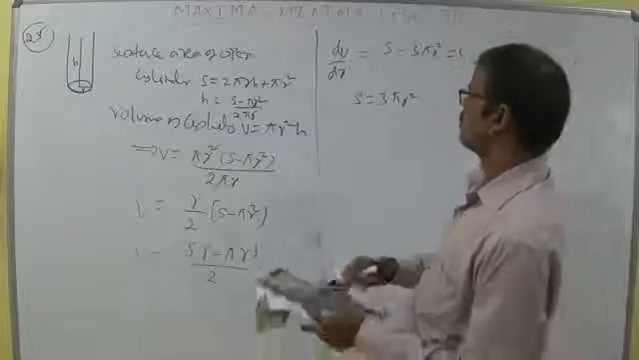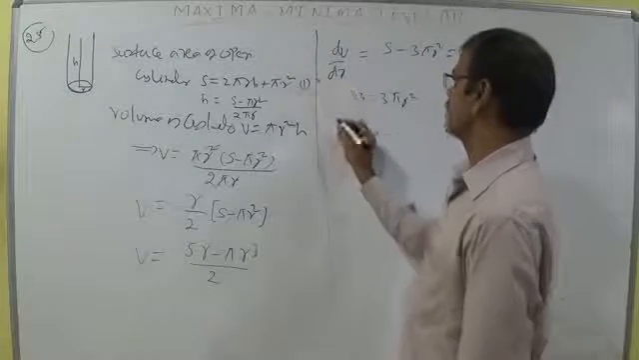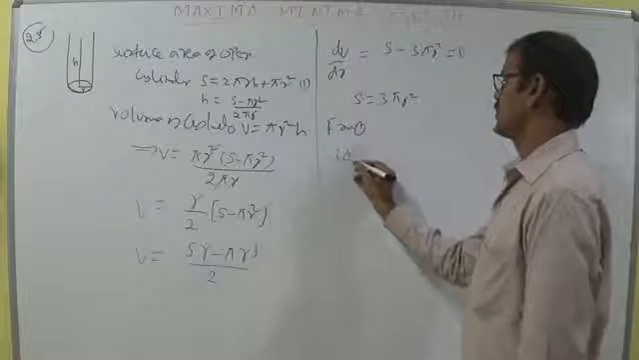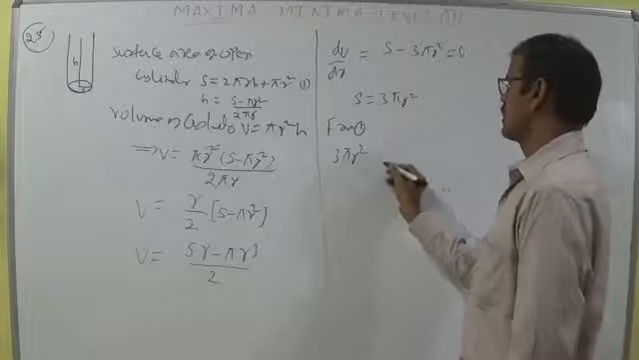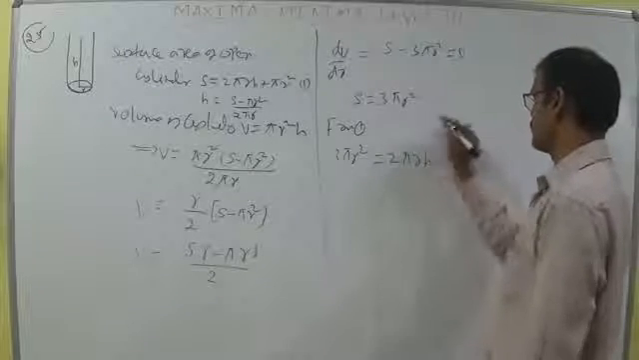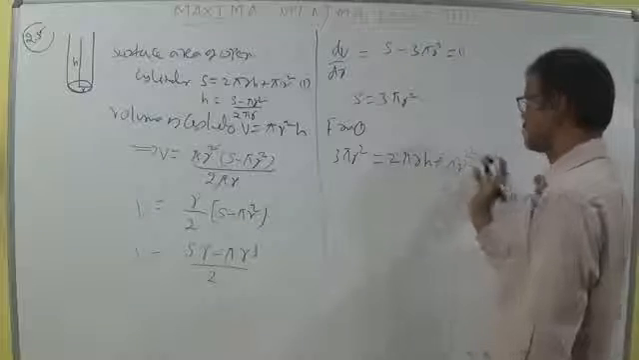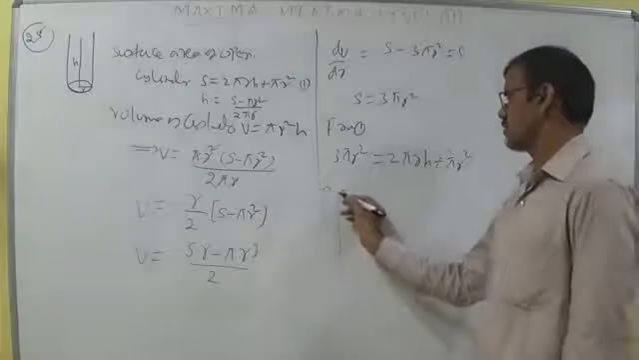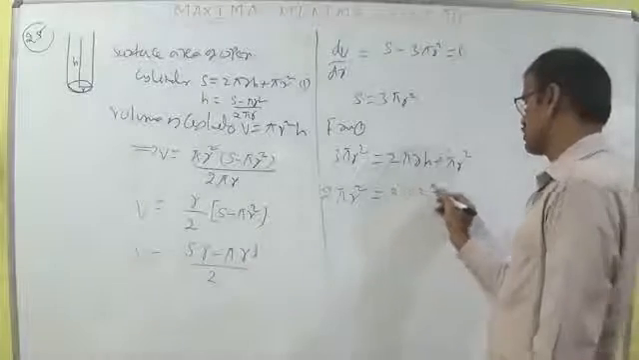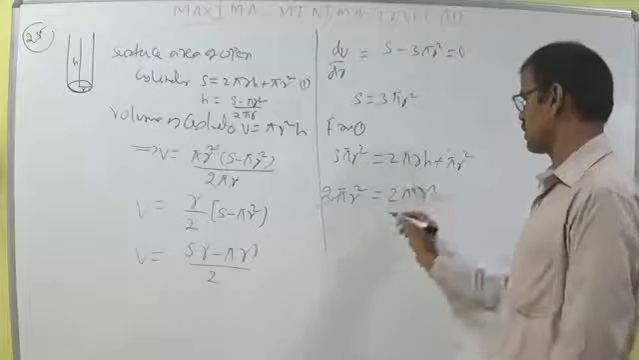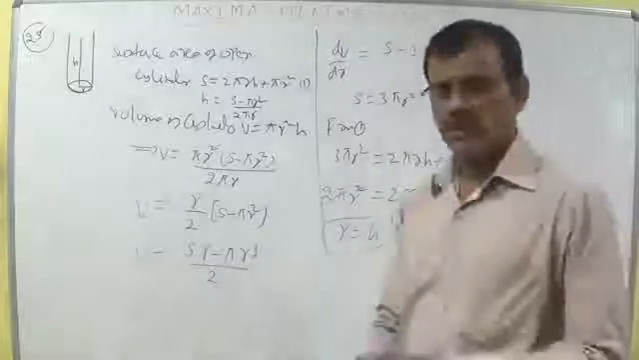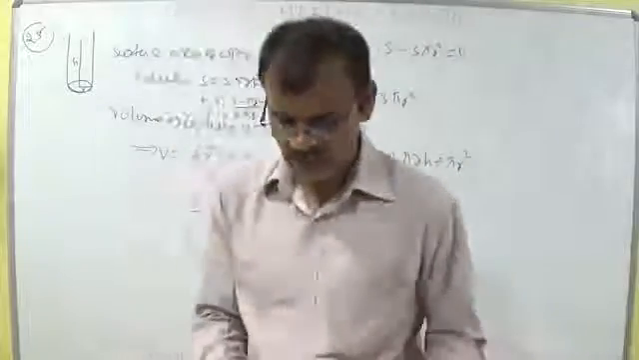Now if we substitute the value here, from 1 I am writing: 3 pi r square is equal to 2 pi r h plus pi r square. Taking that to the other side, pi r square, this is 2 pi r square equal to 2 pi r h. 2 pi gets cancelled, r square gets cancelled. R equal to h. So here in this question, h is equal to r.